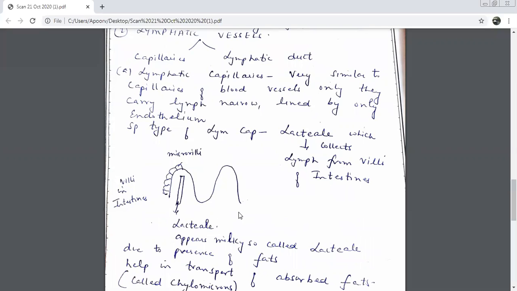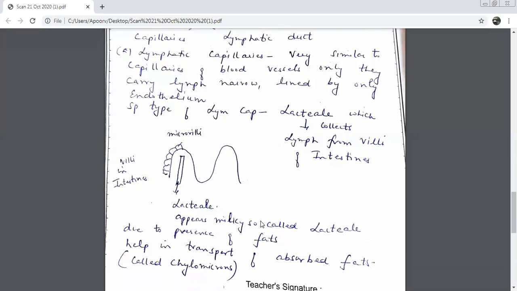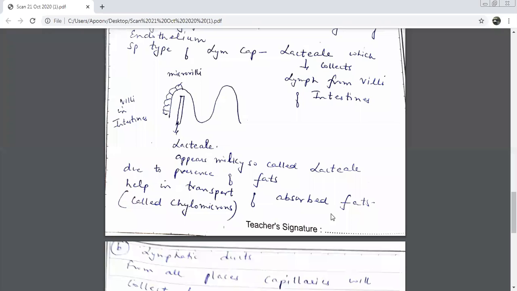Yes, it appears milky. And my dear children, why does it appear milky? Due to the presence of fat in it. And what is the function of this lacteal capillary? Transportation of absorbed fats from the small intestine. So these fat globules which are present in the lacteal, because of which this lacteal appears milky, what are they known as? Chylomicrons.